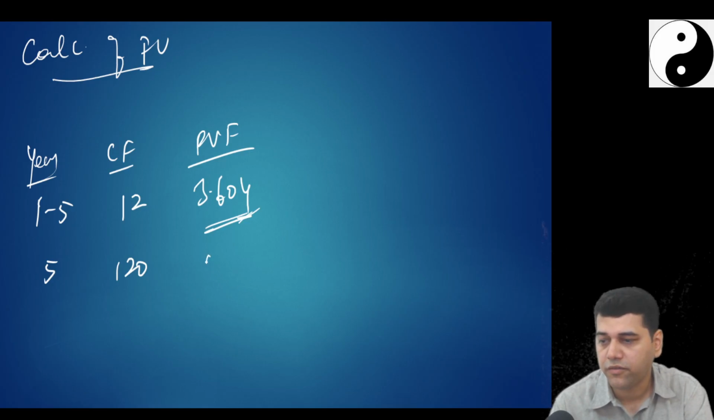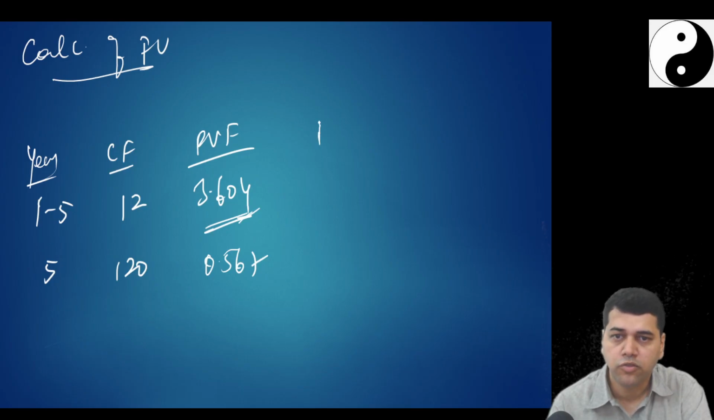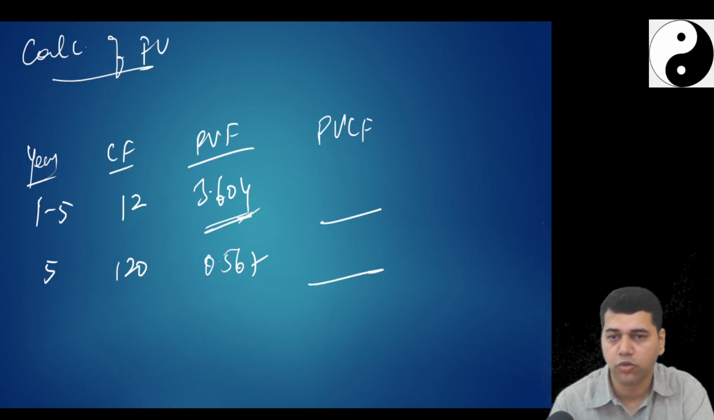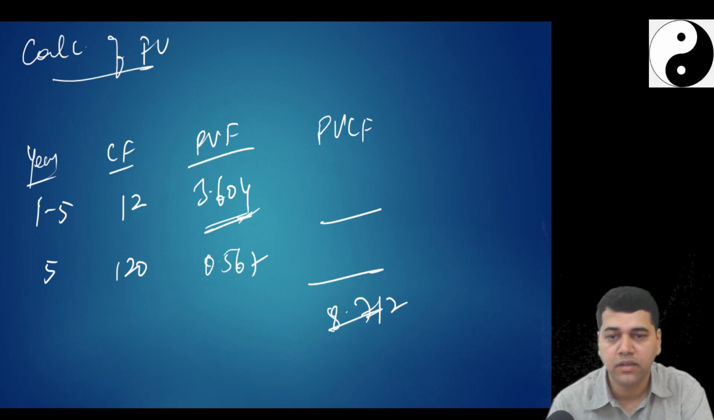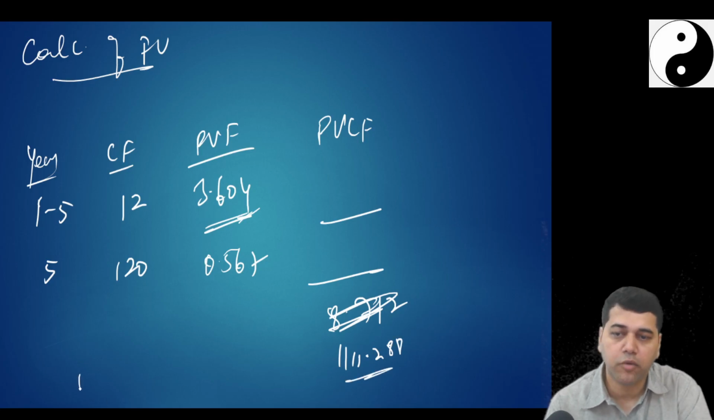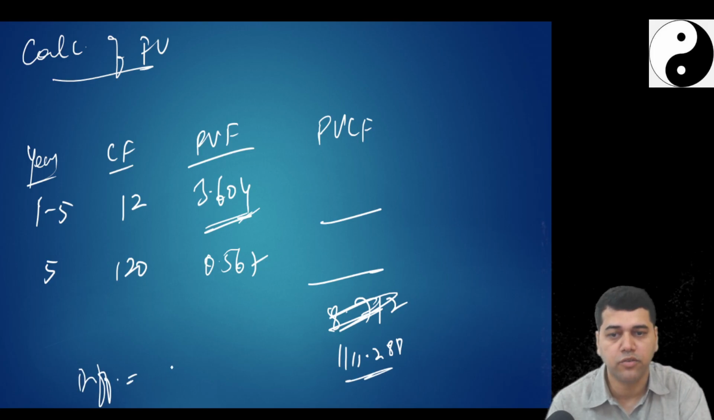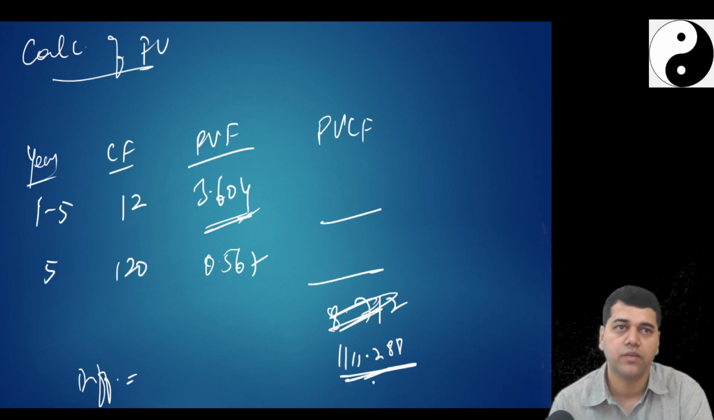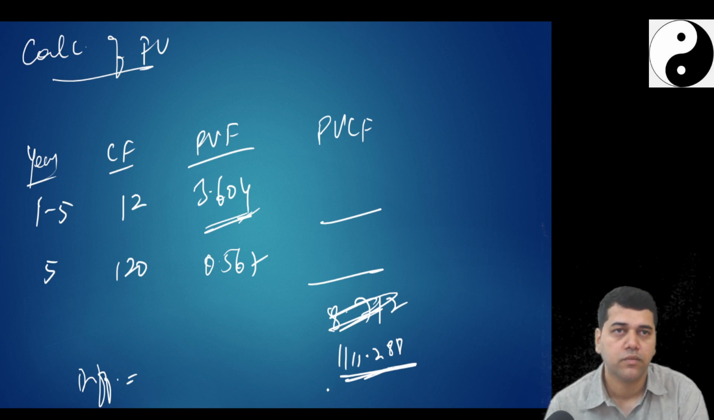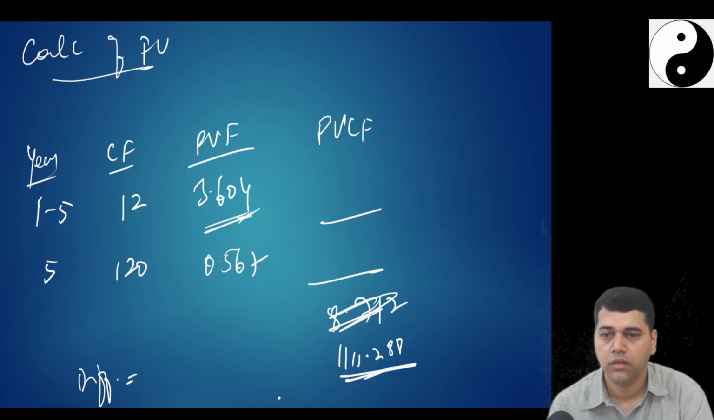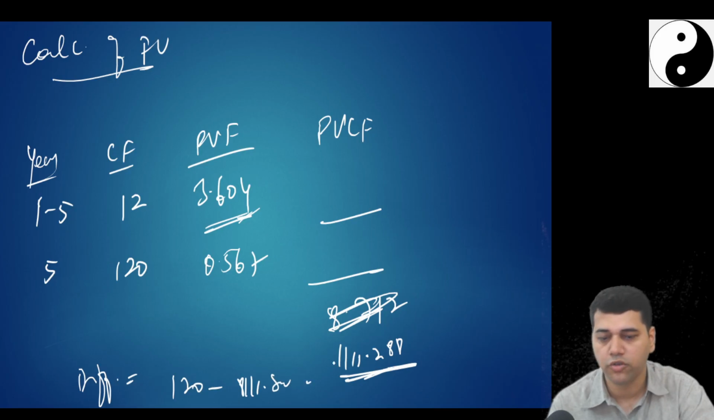And second 0.567. So PVCF will be, write the total here, 111.288. So right at the bottom, difference will be, because this is a fair value. Followed, no? Yeah, difference will be 120 minus 111.288 is equal to 8.712.